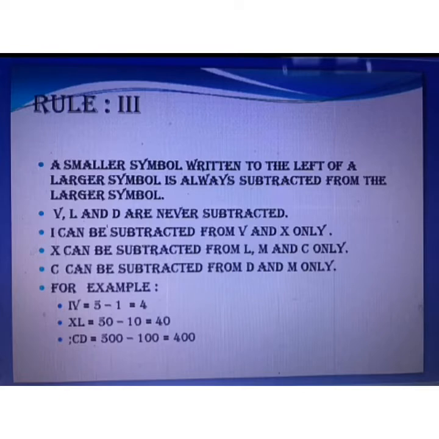Rule 3. A smaller symbol written to the left of a larger symbol is always subtracted from the larger symbol. V, L and D are never subtracted. You have already seen that V, L and D are never repeated.